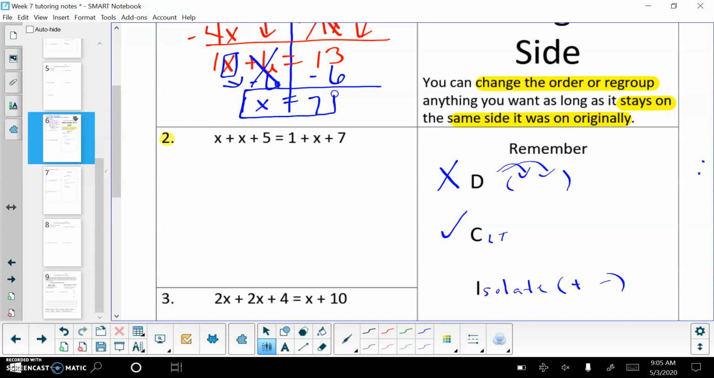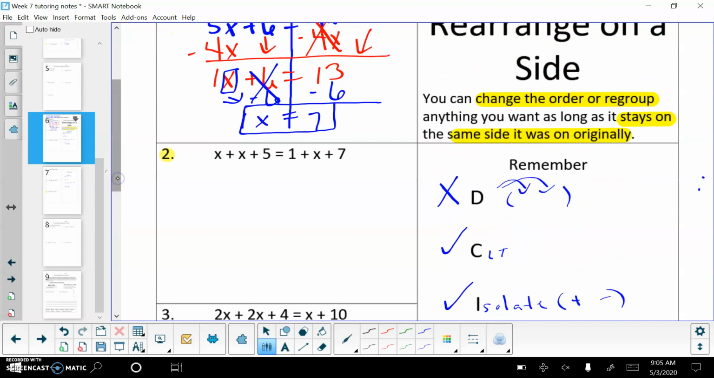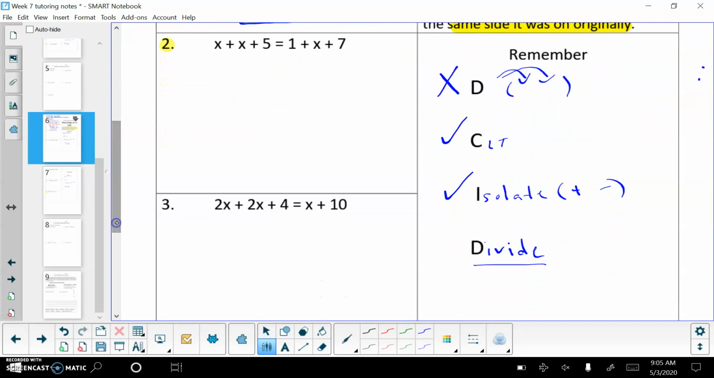You can just use that as part of your box now. So my answer is x equals 7. And that was with that isolate step. Notice we did not need to use the divide step yet because we did not have more than one x left over. You use the divide step if you have two x's or three x's left over and you have to divide out. Okay, now I'm going to look at example 2.